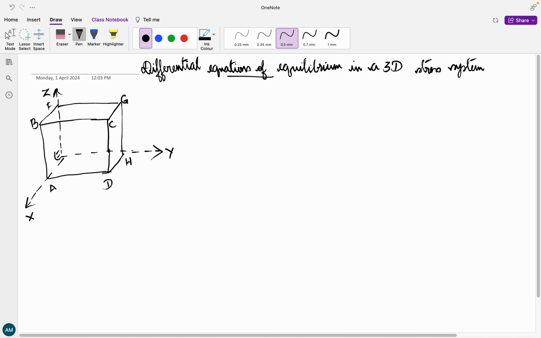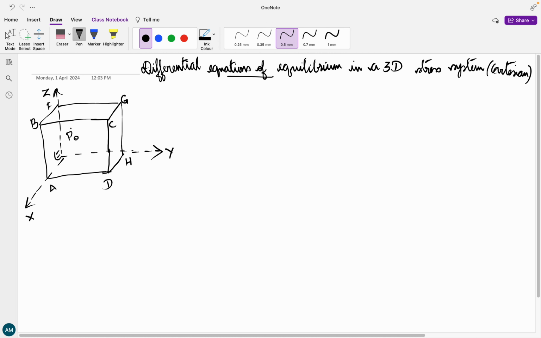Alright. So we have considered an infinitesimal element in the form of a parallelepiped with its faces parallel to the coordinate planes. We have considered a Cartesian coordinate system. This derivation is in the Cartesian coordinate system. Okay, so let us consider an infinitesimal element to be isolated from the body, and it surrounds the point P.